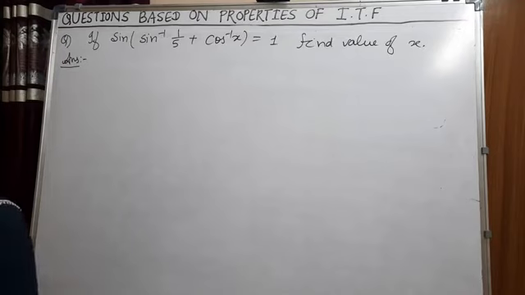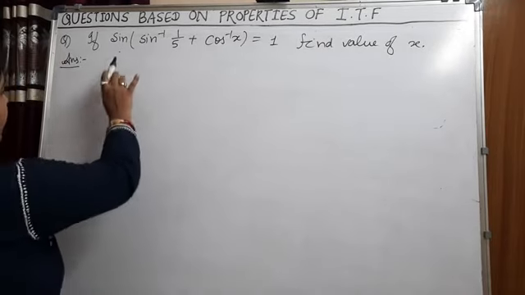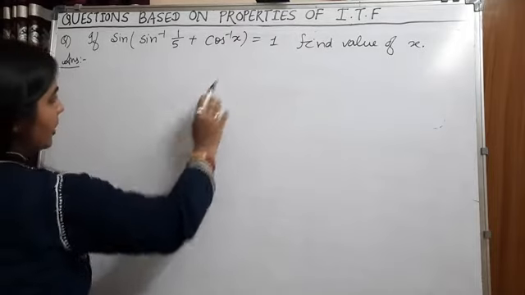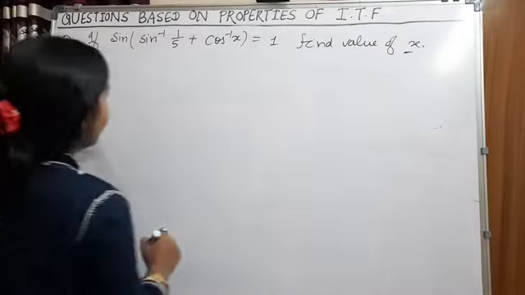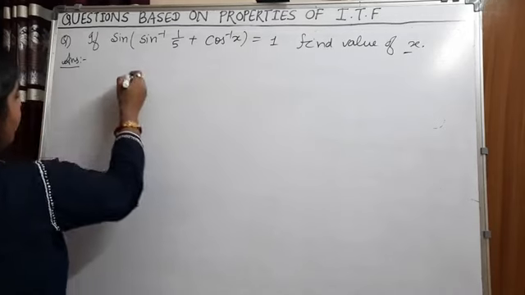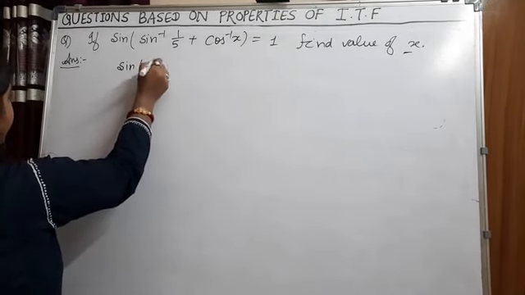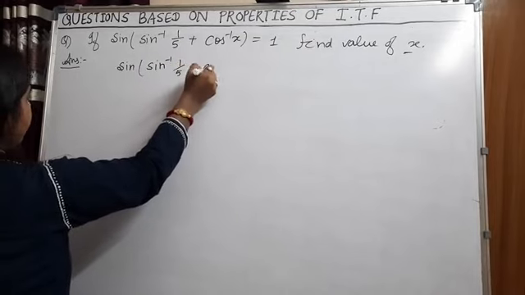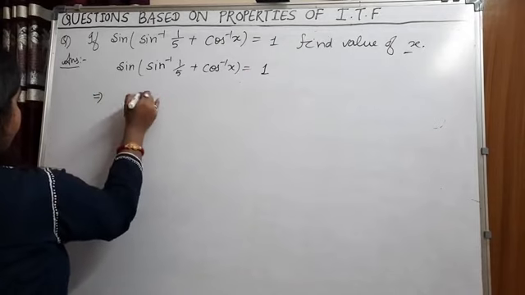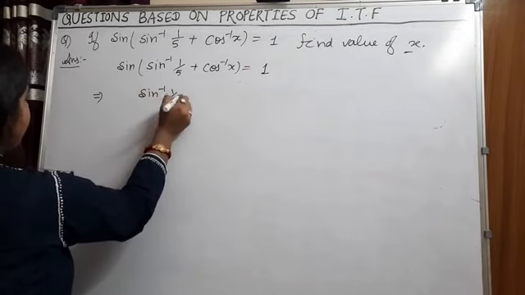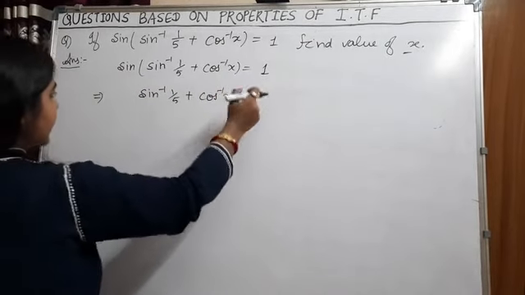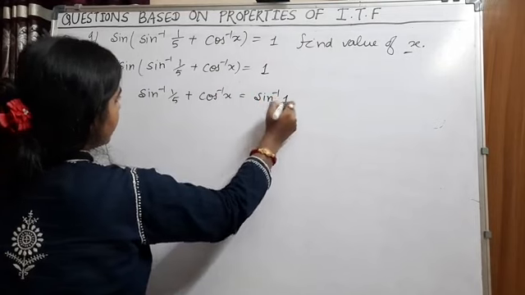Now one more question we'll discuss based on the same property. Here sin inverse 1 by 5 plus cos inverse x within bracket is equal to 1. We have to find out the value of x. So we will solve. Means the question is sin inverse 1 by 5 plus cos inverse x is equal to 1. Then, taking this sine to the right hand side, we can take it in inverse form. So it will be sin inverse 1.